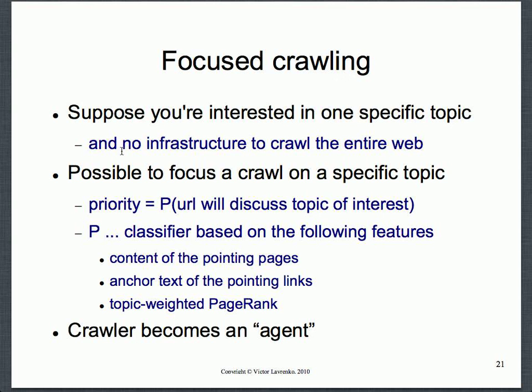But of course, you could have other goals in mind. So you could build focused crawlers that instead of trying to keep an index up to date over the entire web or over the entire subnet, you might be interested in a particular topic. And then your priorities basically become the probability that that URL discusses that topic, and then you can estimate it in all sorts of ways. I'm not actually going to spend time on that.